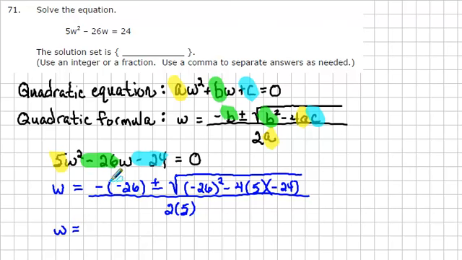So now carefully simplify. The opposite of negative 26 is 26 plus or minus the square root of the square of negative 26 is 676, and then from that we take away 4 times 5 times negative 24, and the result is 1,156. All of this is over 10.